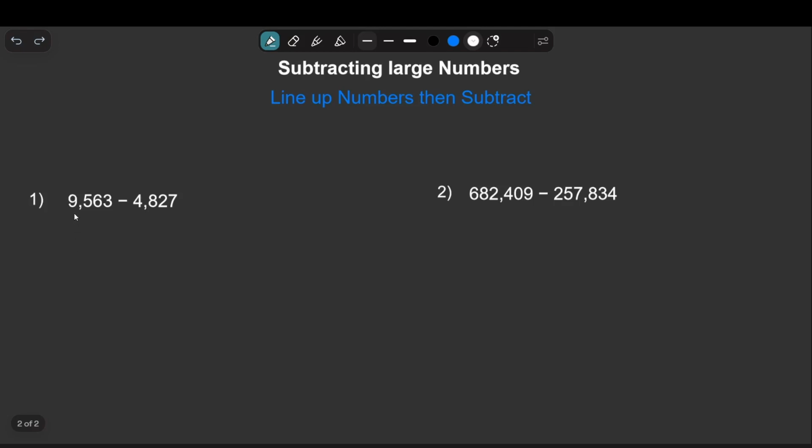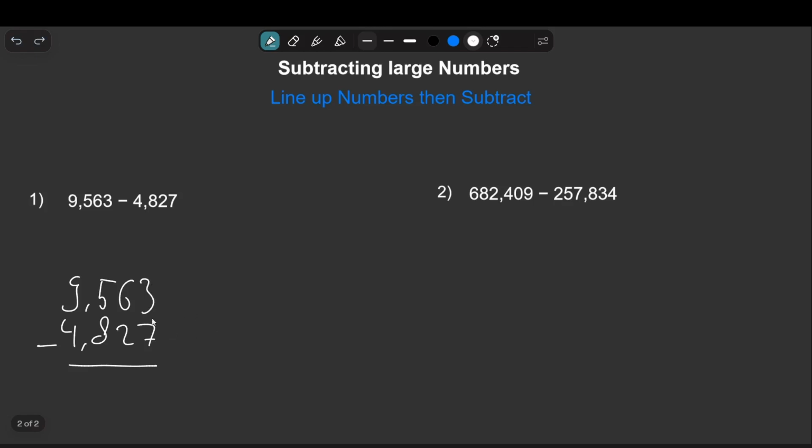So, now we have 9,563 minus 4,827. So let's line these two up. 9,563 minus 4,827. Now we have lined them up. Gonna straight line right here, put a subtract sign, and we can start subtracting. So now we subtract from right to left and from top to bottom.